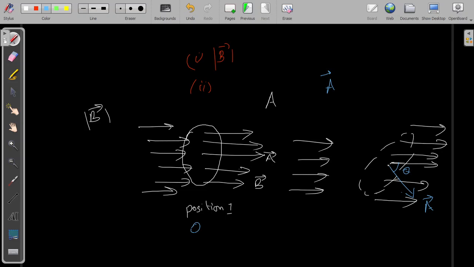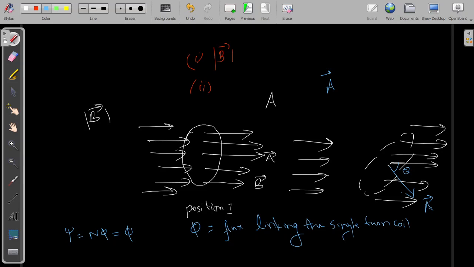Let phi be the flux linking the single turn coil. That is, the flux linkage psi is equal to n phi, and here n equal to 1, so psi will be equal to phi.